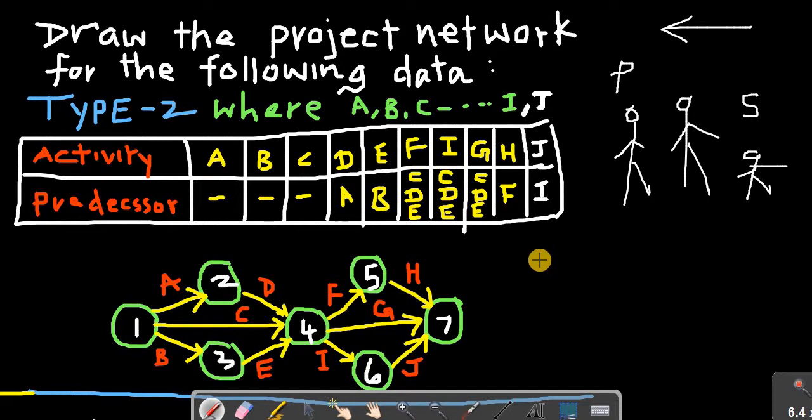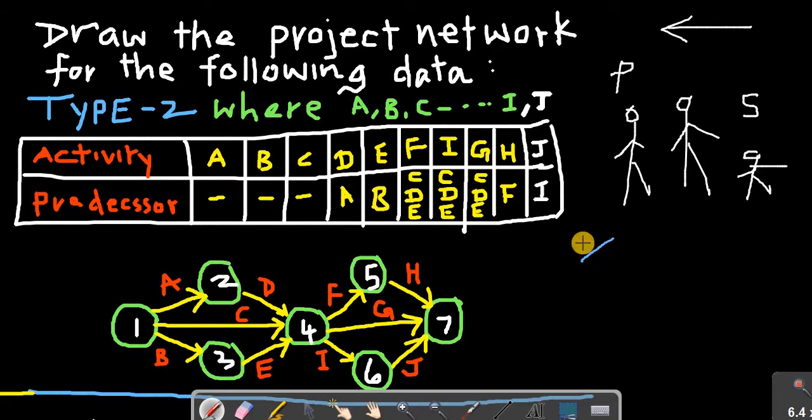Successor means the next person. So here H and J don't have the successor. That's what we see here. You have to note that when you draw the picture.